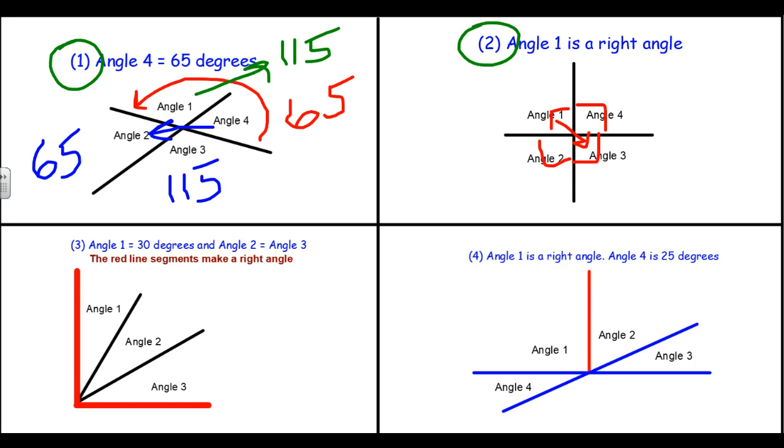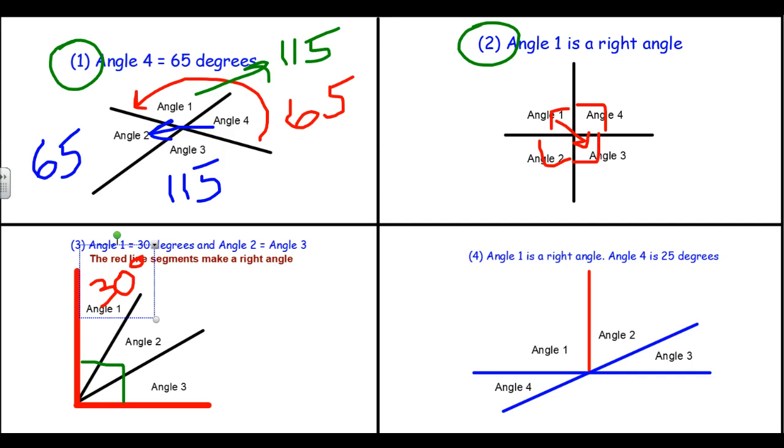And then number 3 and number 4, these are really getting into things that are a little bit more complex. Things where we need to know that, for example, in angle 1, which is 30 degrees, the two red segments actually make a right angle. So go ahead and pause the video, see if we can figure out what angle 2 and angle 3 need to be based on the information that we know.